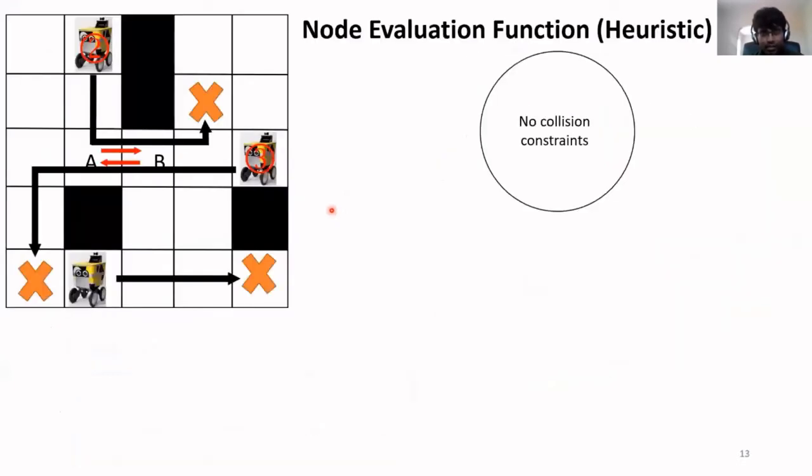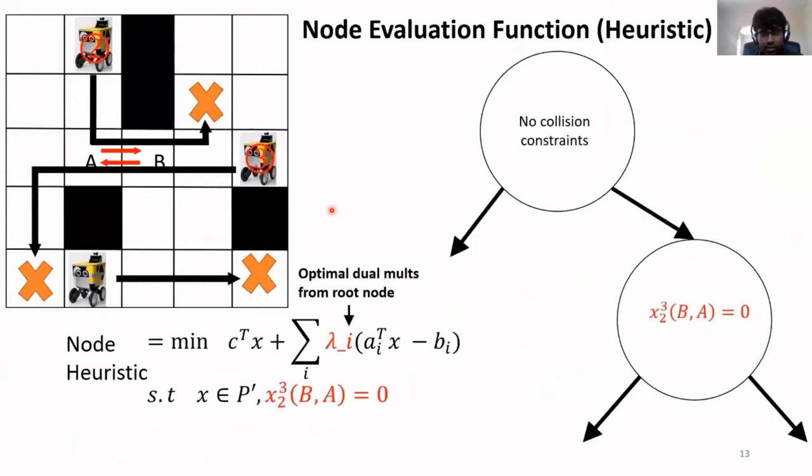Although I have given the impression that for computing the node eval function, we add cuts at every node of the search tree, in our implementation, we only added cuts at the root node. We simply reuse the cuts and the multipliers from the root node while evaluating every other node.